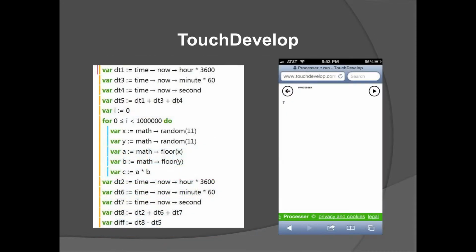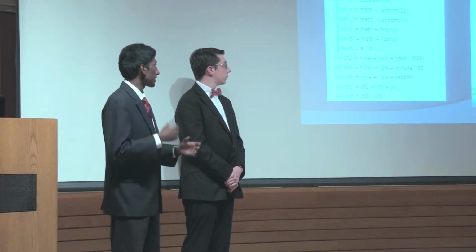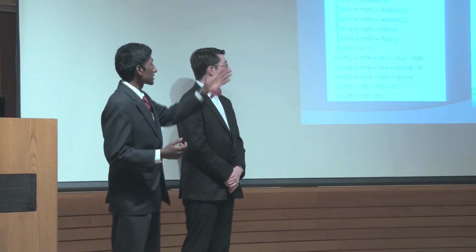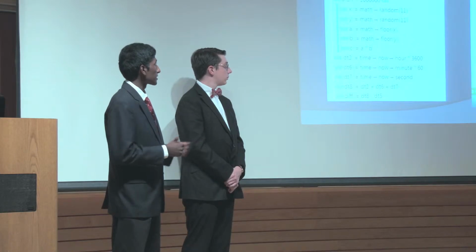Alright, so this is our code for the processing speed for TouchDevelop. At first you can see it takes the time from the computer. It does a million iterations of randomly generated numbers multiplied by each other, and then takes the time at the end and then subtracts a second, so you get the actual seconds time. And on the right is a snapshot of that. So in this instance, it took 7 seconds.